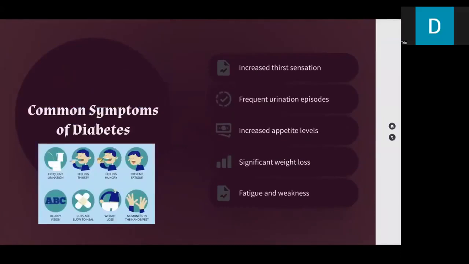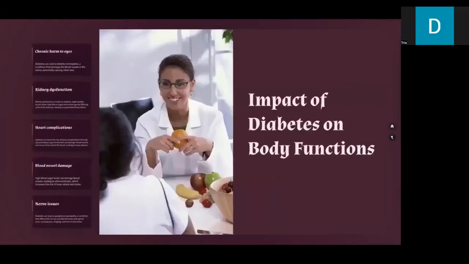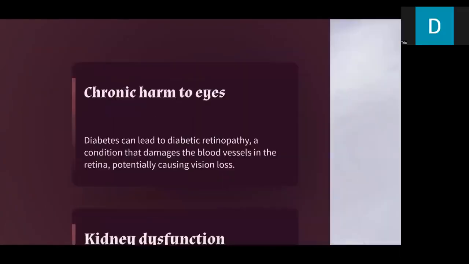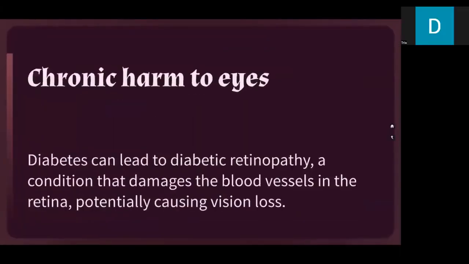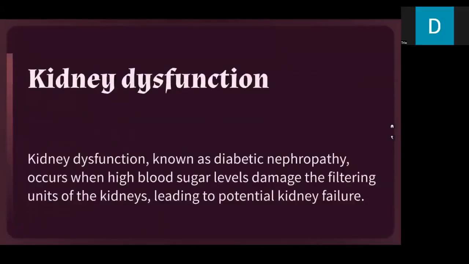Common symptoms of diabetes: increased thirst sensation, frequent urination episodes, increased appetite levels, significant weight loss, fatigue, and weakness. Impact of diabetes on body functions. Diabetes can lead to diabetic retinopathy, a condition that damages the blood vessels in the retina, potentially causing vision loss. Kidney function, known as diabetic nephropathy, occurs when high blood sugar levels damage the filtering units of the kidneys, leading to potential kidney failure.